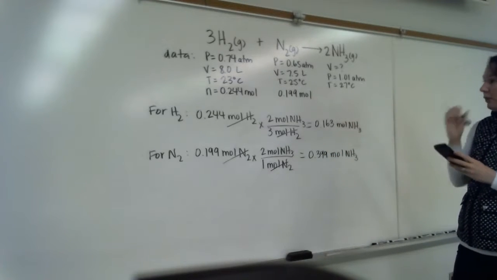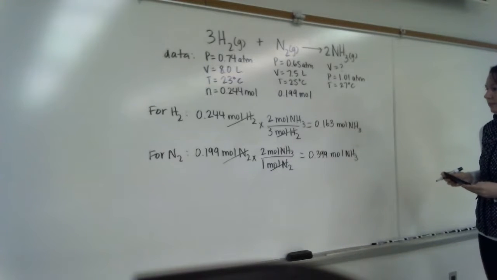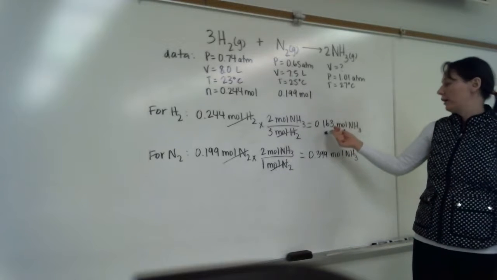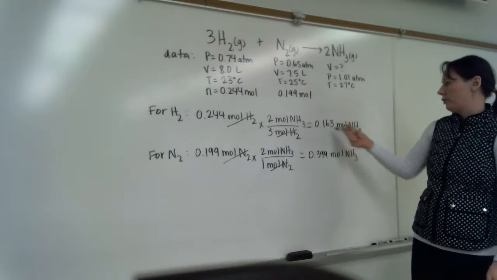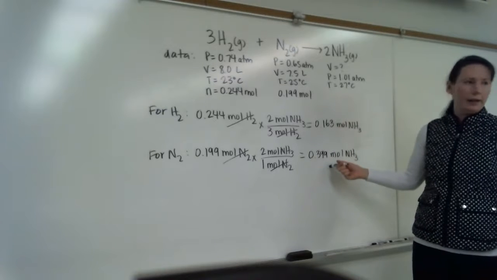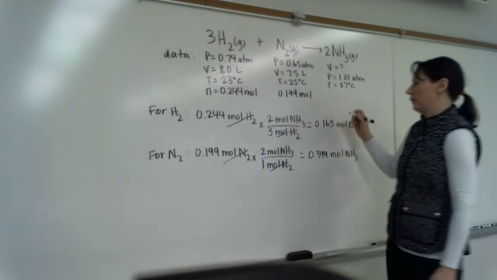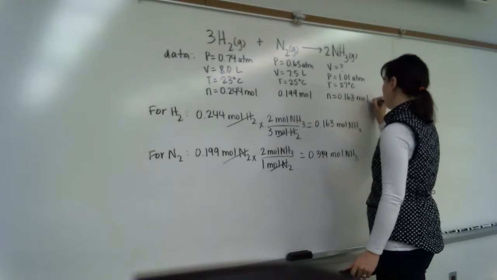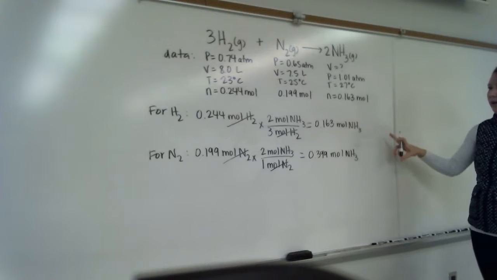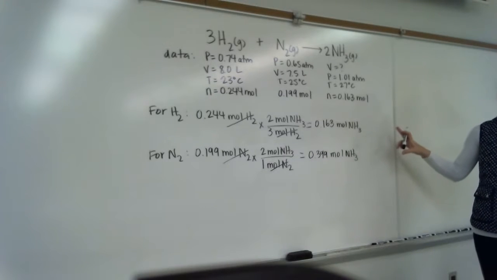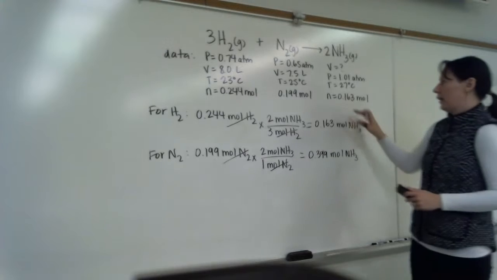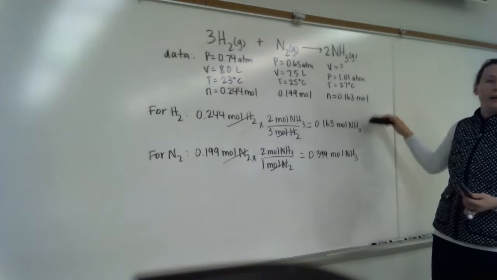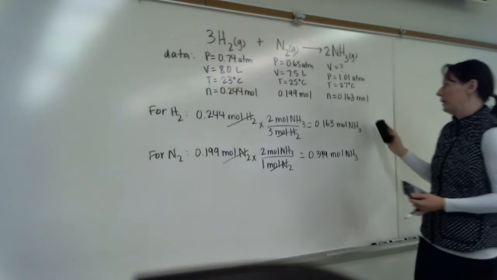So which one's the limiting reagent? Hydrogen's the limiting reagent, right? Because it produces the smaller number of moles of the product that I'm interested in. So which value do I keep? 0.163 or 0.399? The 0.163, right? So n is equal to 0.163 moles. Does everybody understand how we did step 2, the stoichiometry step, the mole ratio step? And now the problem asks, what's the volume of that? Do I have everything I need in order to calculate volume? Yeah, just plug that back into PV equals nRT.